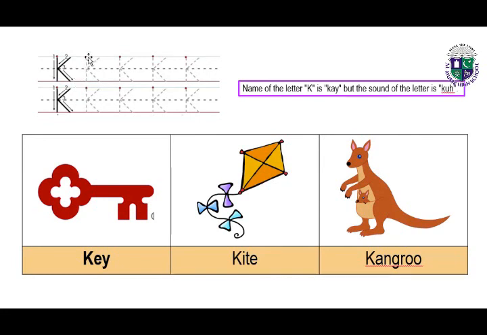How to write K? Draw a straight standing line in upper 3 lines. Then draw a slanting line from left to right side which starts from the first line to the middle line, and then draw another slanting line which starts from the middle line to the third line from the left to right side. So K-ka, key, K-ka, kite, K-ka, kangaroo.